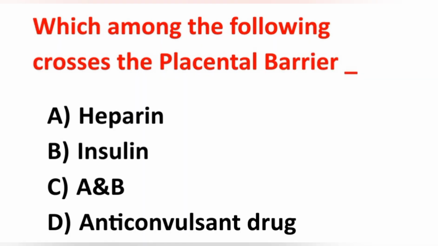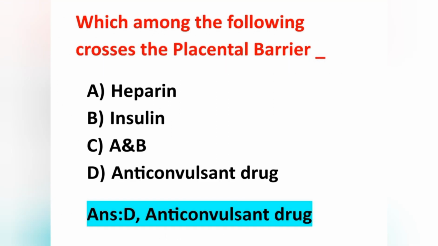Which among the following can cross the placental barrier? And options are option A heparin, option B insulin, option C A and B, and option D anticonvulsant drug. And here correct answer is option D, anticonvulsant drug. During pregnancy, anticonvulsant drug is contraindicated and it can cross the placenta. Okay, so option D is the correct answer.